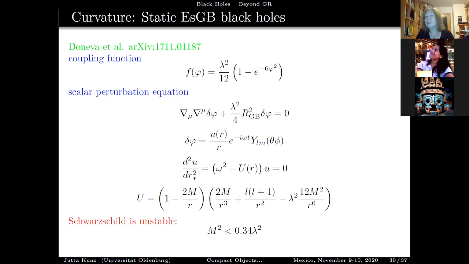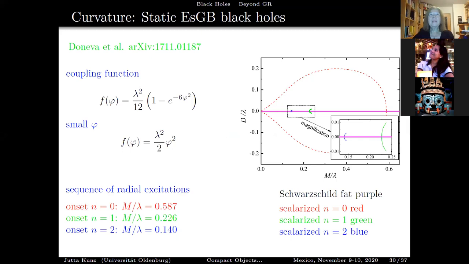And we can just simply, on a sheet of paper, on an envelope, as one says, do some estimate, perform the integral of that function, the potential over space, and see we get something negative and we obtain a bound. So we see Schwarzschild becomes unstable. We have curvature-induced scalarization. And this is what several groups found at the same time.